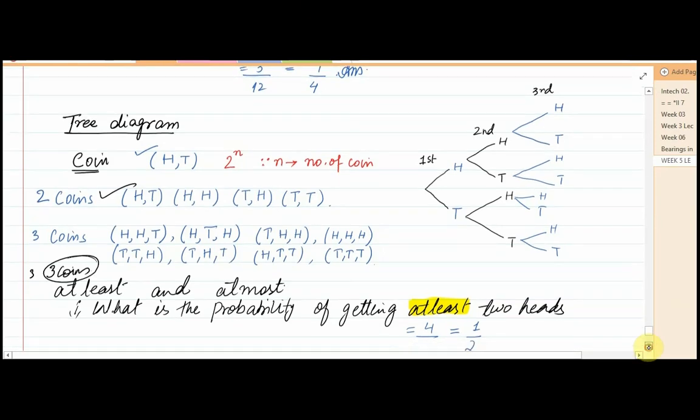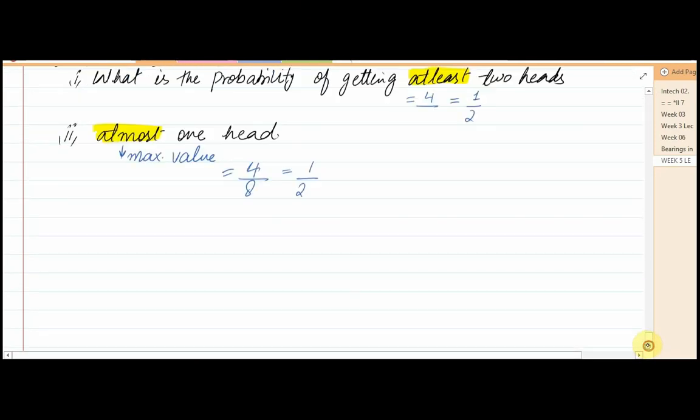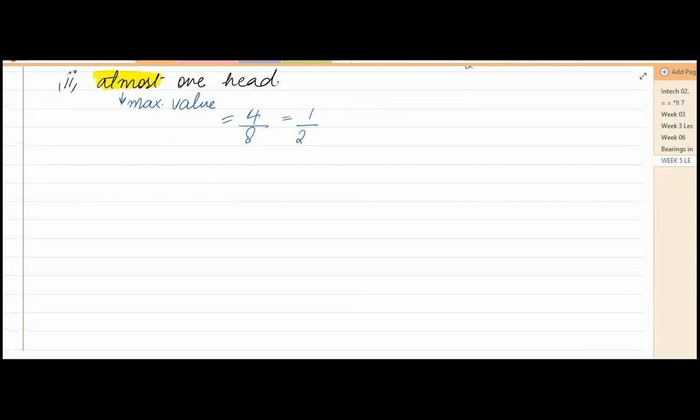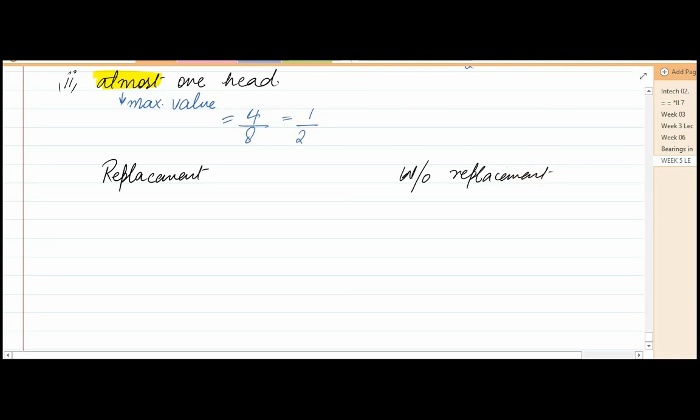Secondly, the most important concept of the possibility is replacement and without replacement. We have attempted some of the questions regarding replacement and without replacement. Now I'm going to explain to you with an example. Let's suppose, first thing, the replacement one.